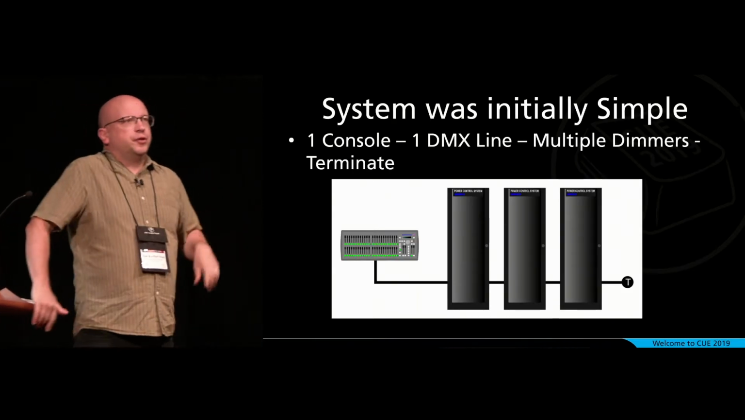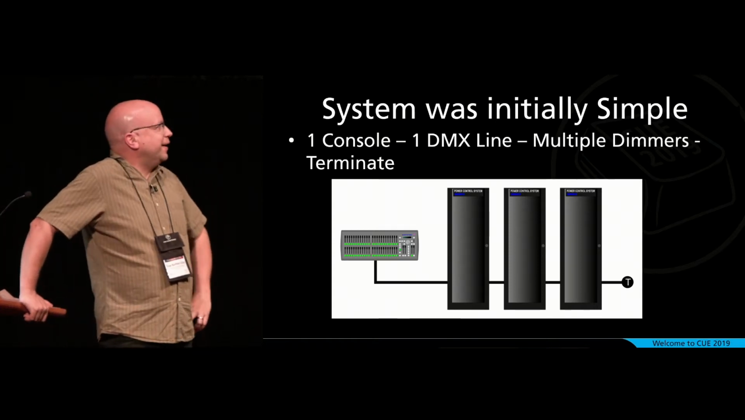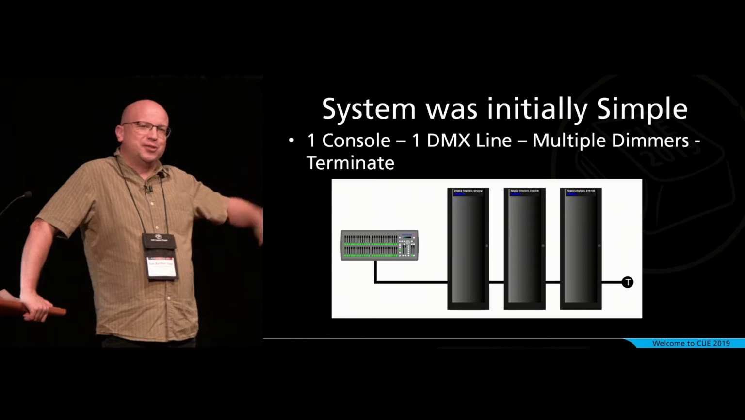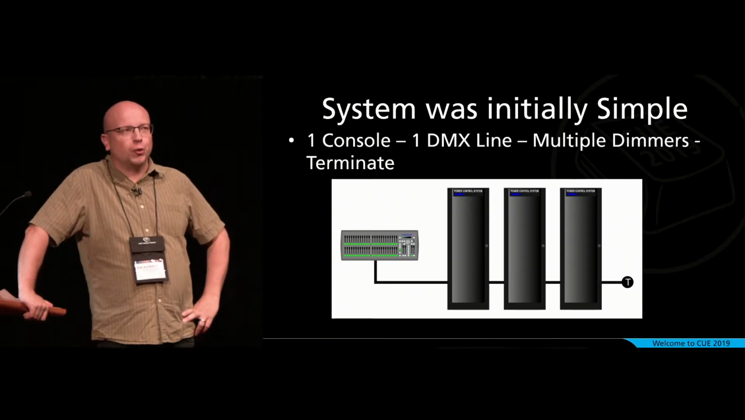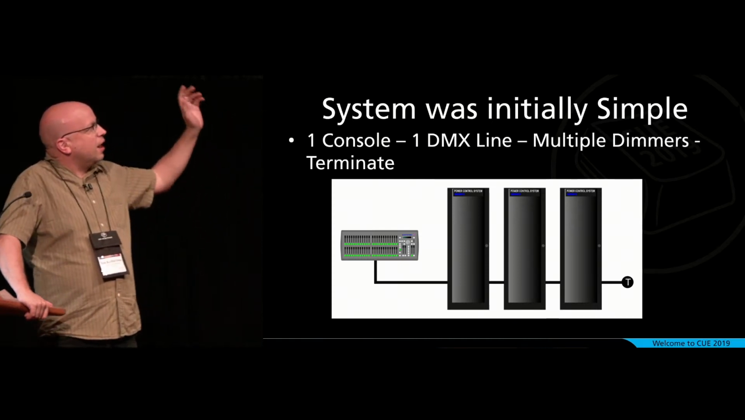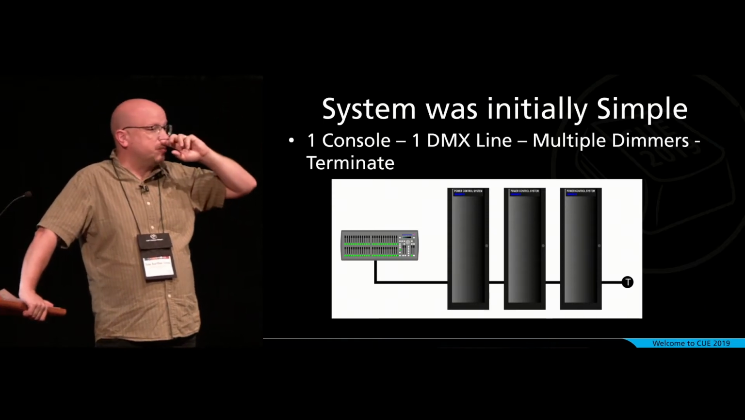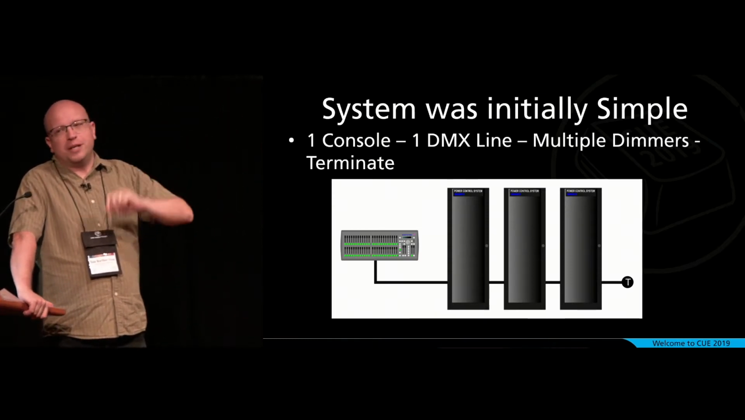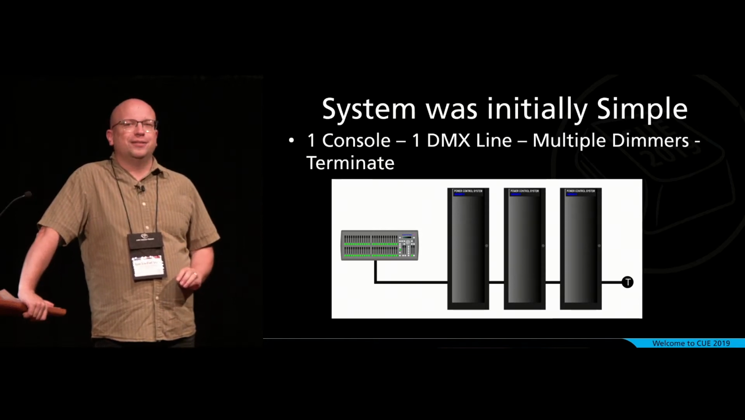So back when this first started happening, we first started using DMX. It was really simple. I'm sure we've all put lots of systems together like this one. It's great. You have one controller, one thing that's doing the controlling. In this case, it's a Smartfade. You have multiple devices being controlled. So say we've got 3 dimmer racks. And then you terminate the line at the end. Who knows why we terminate DMX at the end?